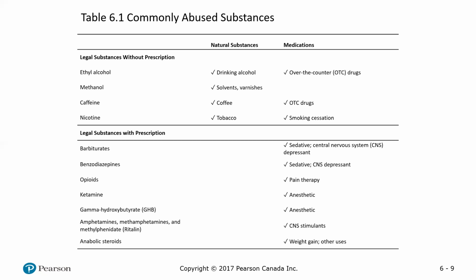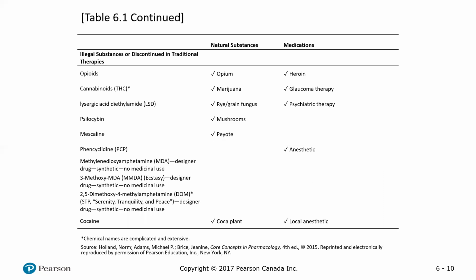Amphetamines, methamphetamines, and methylphenidate, which is called Ritalin, are all CNS stimulants, but yes, they can be used for substance abuse. Anabolic steroids, the medication we use for weight gain, include testosterone, progesterone, and estrogens. So they can also be legally prescribed and can be commonly used as abused substances.